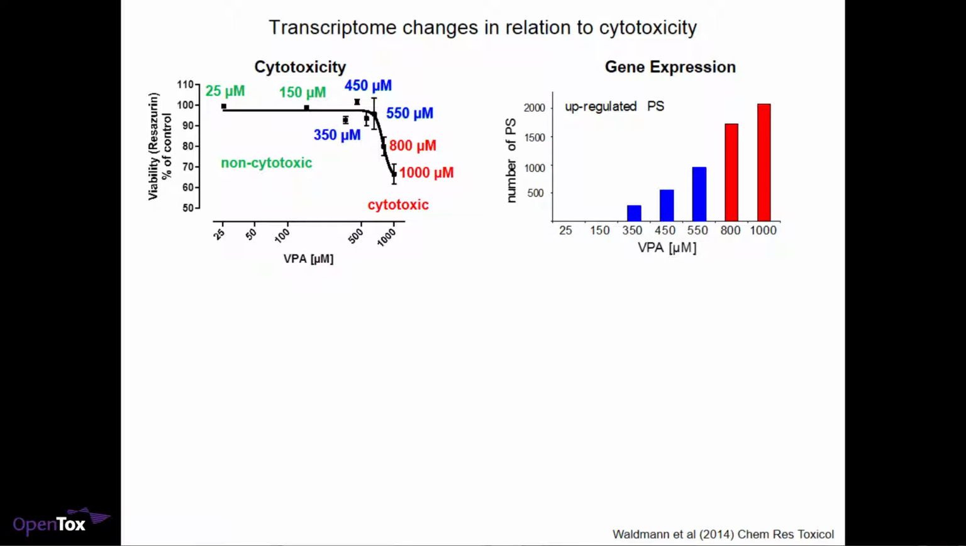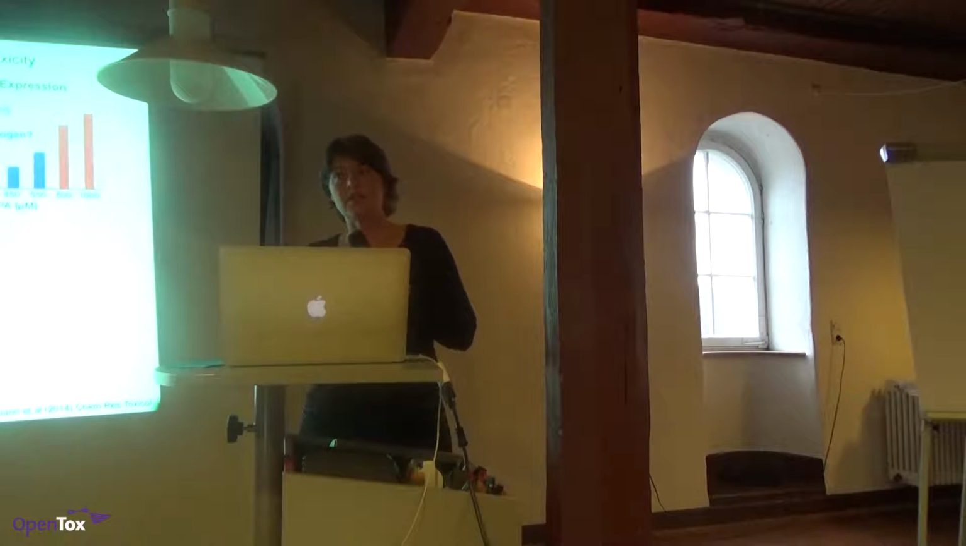So therefore we can define, or we assumed, a third concentration range, namely maybe this is the one that we are interested in for developmental toxicology. And this is also exactly the range that you find in human plasma.